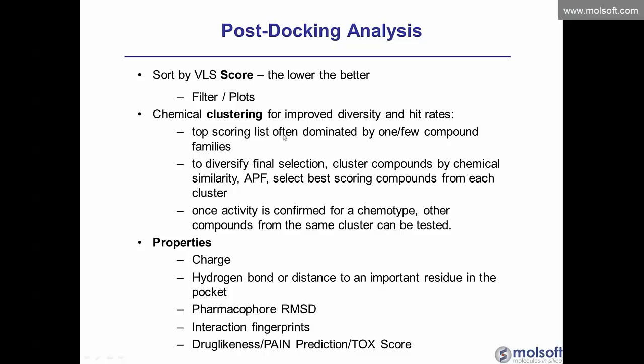So sometimes the top scoring is dominated by one or more, you know, one family of chemotypes. It's probably usually a good idea to select a diverse set, and I'll show you how you can cluster them in a minute. And then once you have your hit list, you may want to only choose those ligands that are charged, for example, or those ligands in your hit list that make a hydrogen bond with a particular residue inside the pocket.